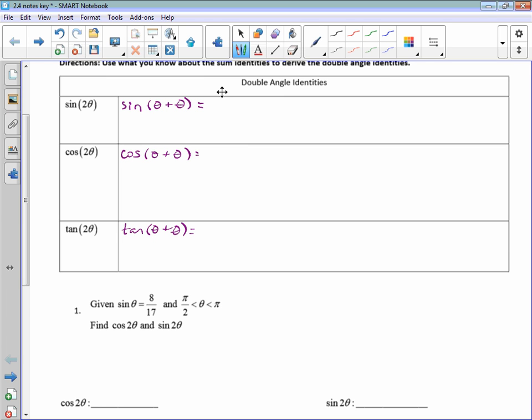So with our sum formula, what is sine of theta plus theta going to be? Sine theta cosine theta plus cosine theta sine theta. Yeah, and we usually wrote the other one in this order, but it really doesn't matter. Isn't that just 2 of the same thing? So there is your first double angle formula.